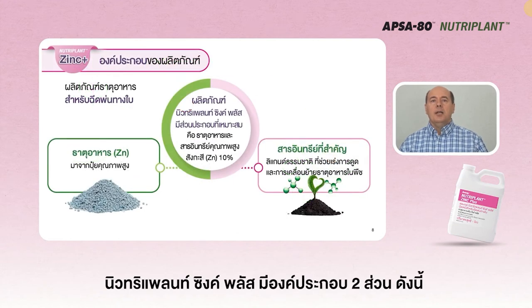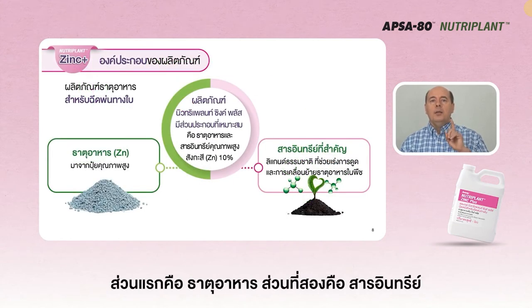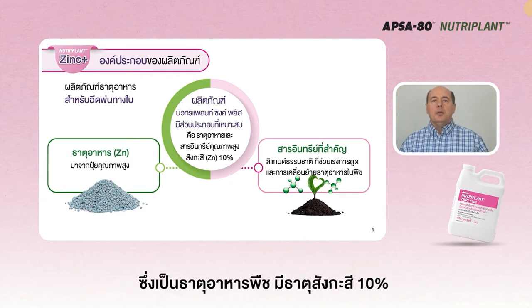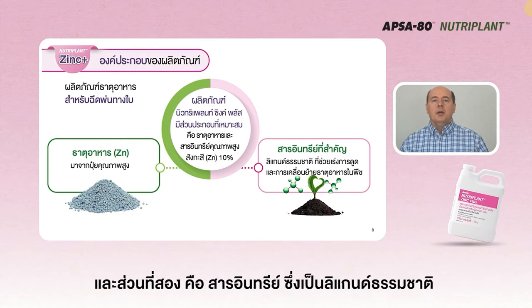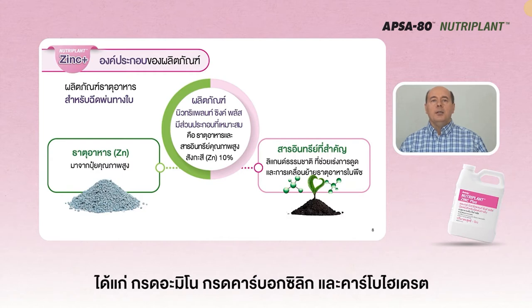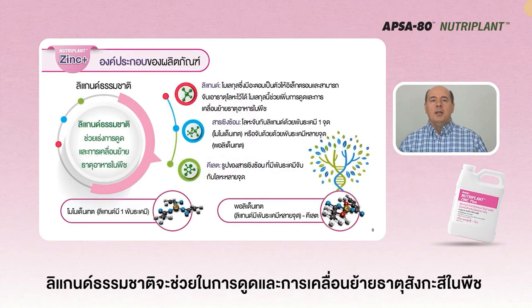NutriPlant ZincPlus contains two components. One, the mineral component. Two, the organic component. The mineral component contains 10% of the zinc. The organic component contains natural ligands, for example, amino acids, carboxylic acids, and carbohydrates. They are helping with the nutrient absorption and translocation in the plant.